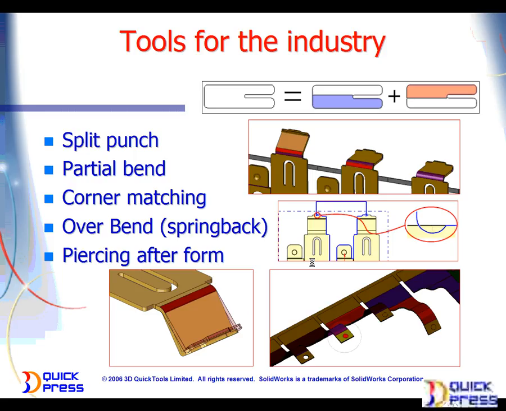All the strike forces, the center of forces, the bending forces can be calculated. You can manipulate the process by splitting up punches, rearranging them, doing partial bends, doing corner matching, adding spring back, piercing and notching after forming operations.